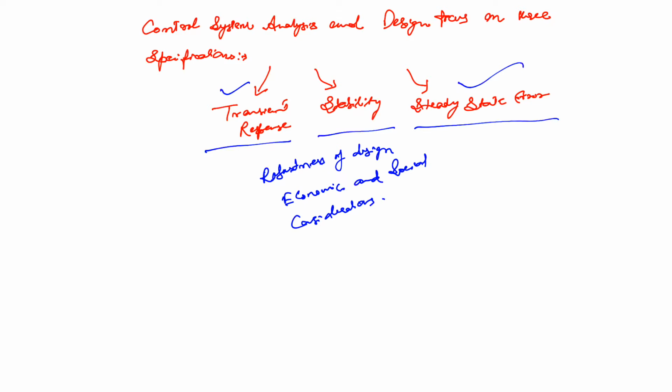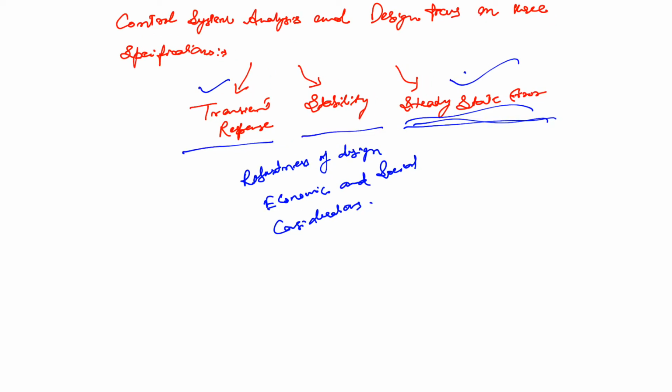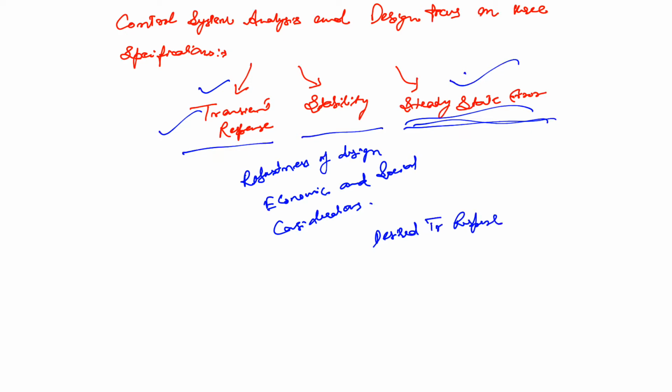Now we examine the steady state error. In this chapter, we define the errors and derive the methods for controlling them. As we progress, we find that control system design entails a trade-off between the desired transient response, steady state error, and the requirement that the system is stable.